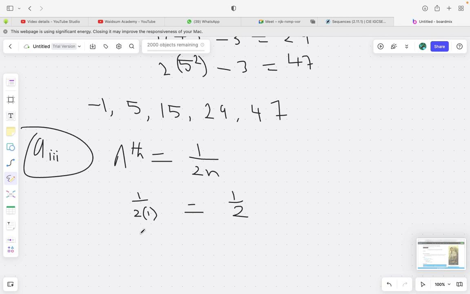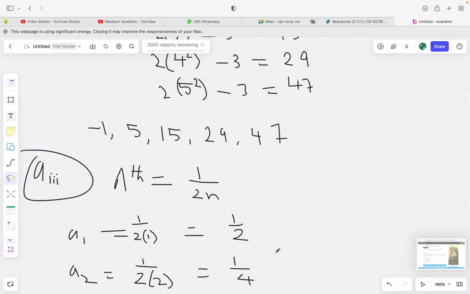Then for the second one, your A1, right? If we are defining them term by term, for your A2, we have 1 all over 2 times 2, because n will be 2. 2 times 2 is 4, so this becomes 1 all over 4, which is 0.25. So we have 1 all over 4, right?